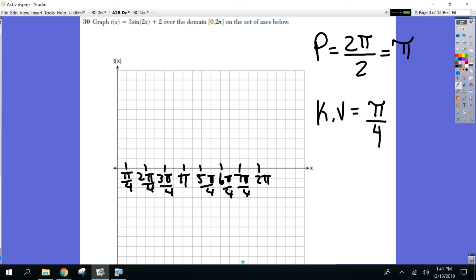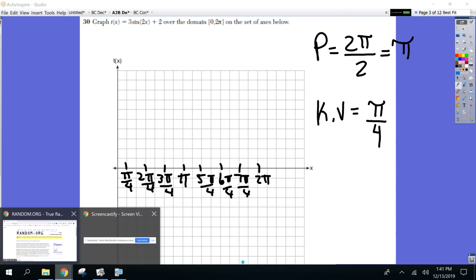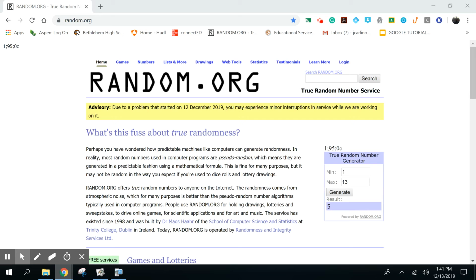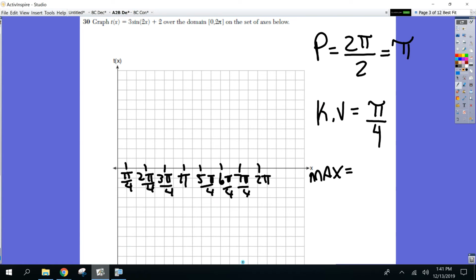What about the y-axis? What values do I need to find on the y-axis? Max and minimum. I'll do the max first. Okay, finding the max. What was my max before I did anything? 3, and then you did a shift of what? 2. What's your new max? There we go.